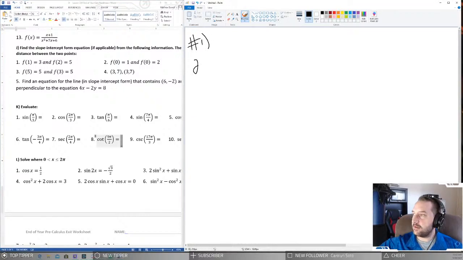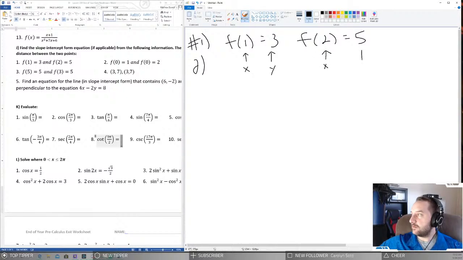for part J, if it says f of 1 equals 3 and f of 2 equals 5, this is my x value. This is my y value. This is my x value. This is my y value. So we could say this is my first point, and then this is my second point.